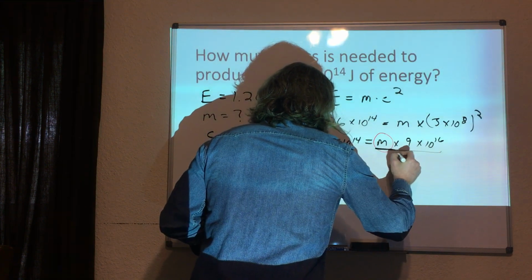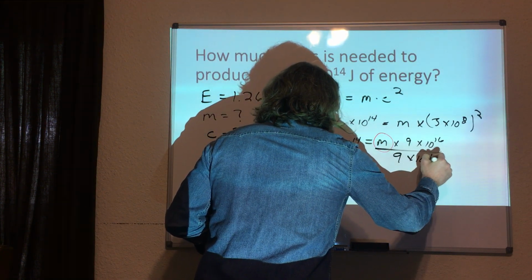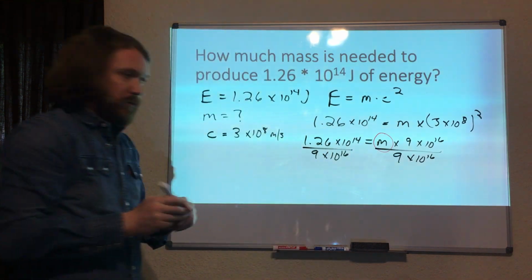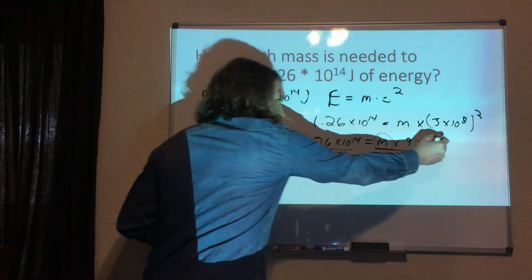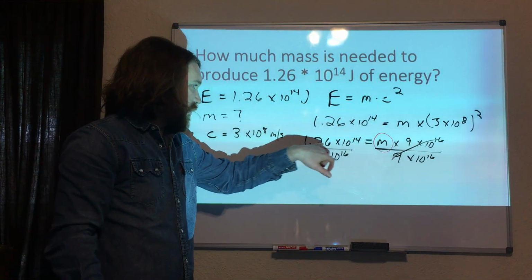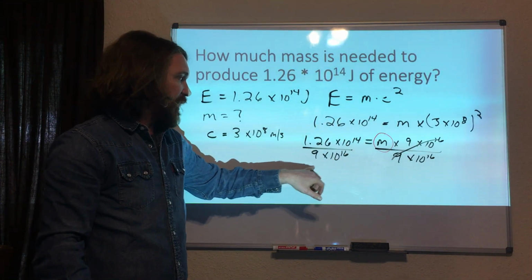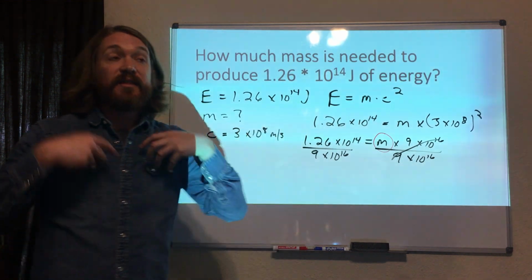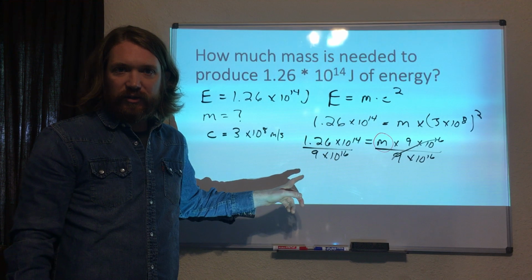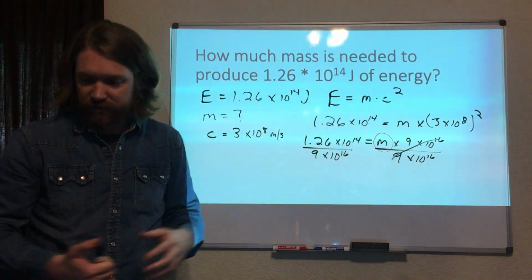We divide both sides by 9 times 10 to the 16th. Divide this side by 9 times 10 to the 16th. Okay? These cancel out. Anything divided by itself is 1. And this gives us 1.26 times 10 to the 14th divided by 9 times 10 to the 16th. This sounds complicated, but this is the exact same thing as saying 6 divided by 2. These are just really, really big numbers.